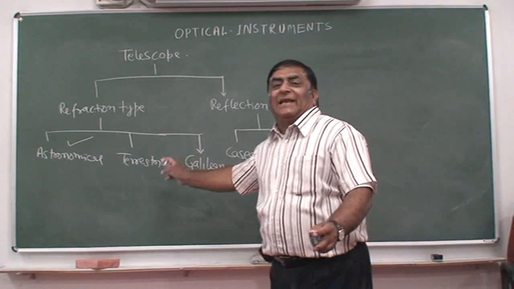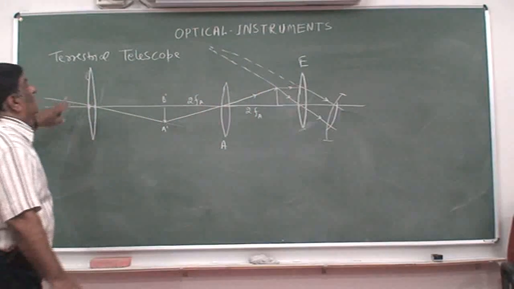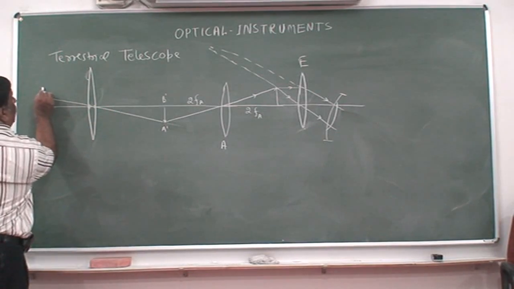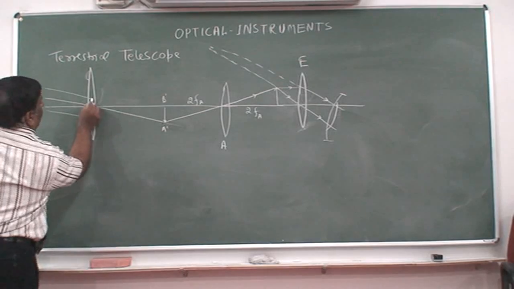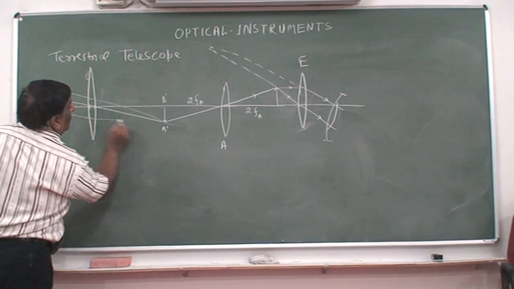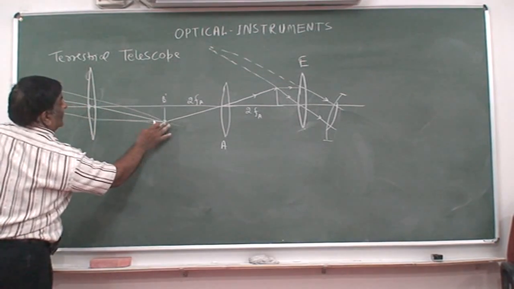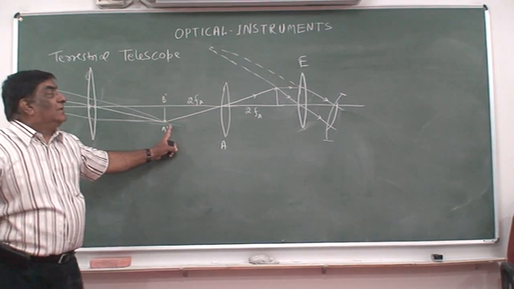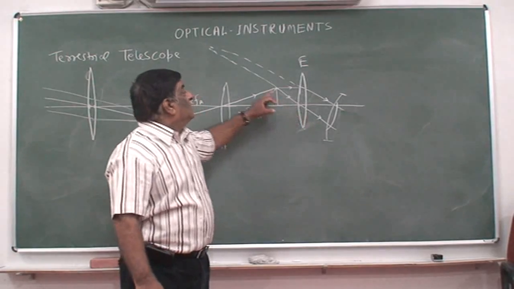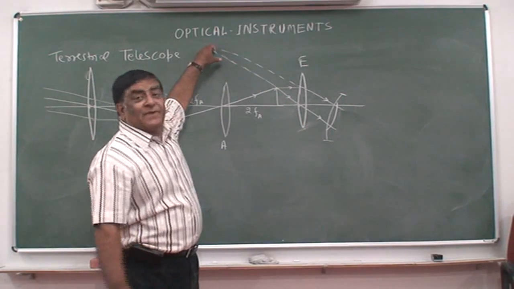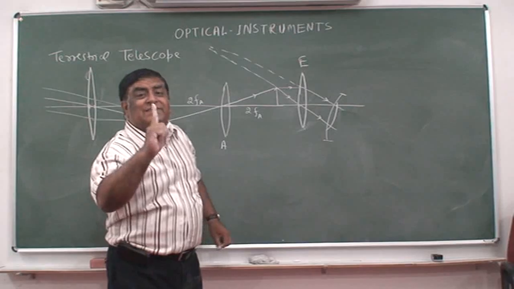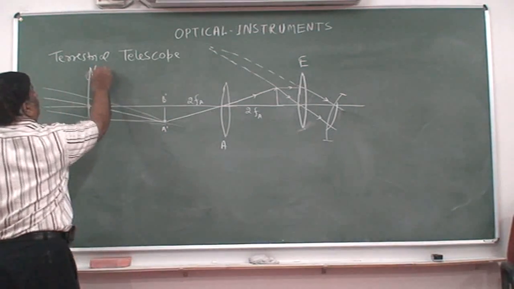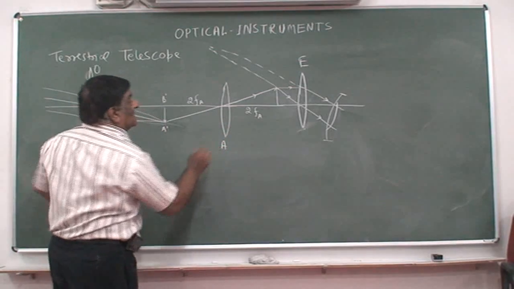So first, see, this is the terrestrial telescope. This is the objective. The rays are coming here, parallel rays, and the parallel rays meet at the focal plane, and we get a bright image, A dash, B dash. But this image is inverted. Now here is our eyepiece, which will make the magnification. One more lens is inserted between the eyepiece and the objective. This lens is lens A.